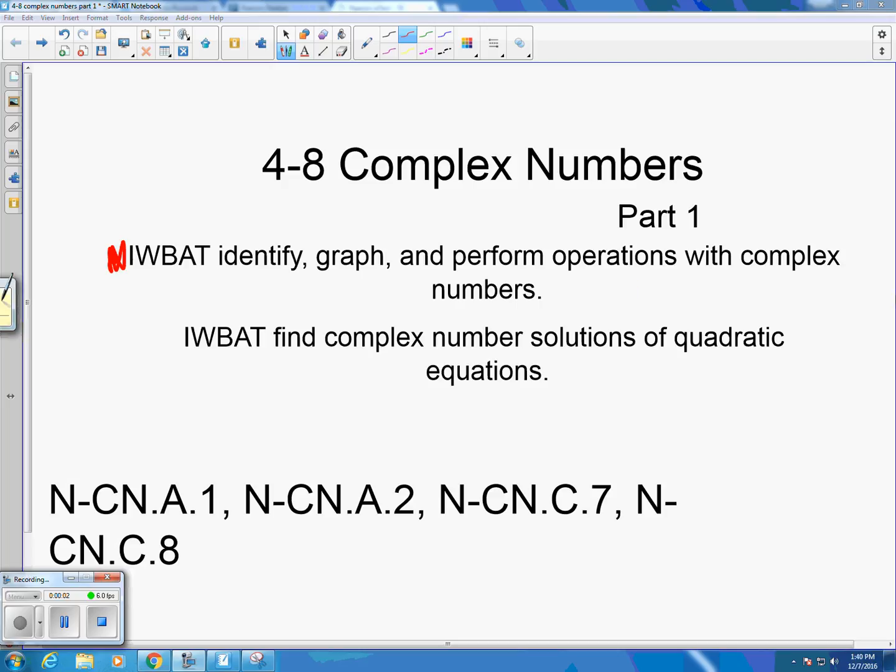Hey guys, today we're going to do 4-8, complex numbers part 1. So we will be able to identify, graph, and perform operations with complex numbers.